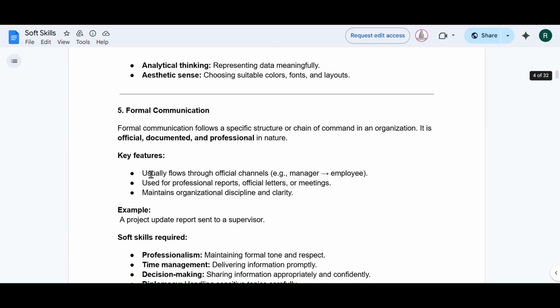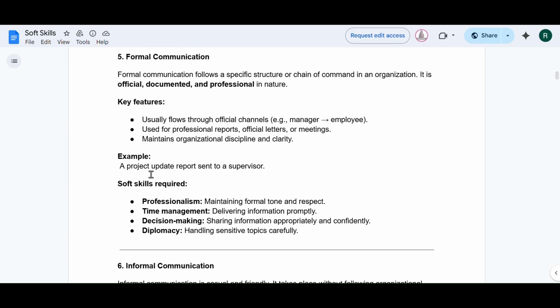Okay, and the fifth one, formal communication. Formal communication is used in a chain of organization. Chain of organization is nothing but a hierarchy, where in a place the hierarchy is maintained. That is also known as chain of communication. To tell an easy example, a college is also a chain of communication, where principal, HOD, teachers, and students are present in a chain of hierarchy.